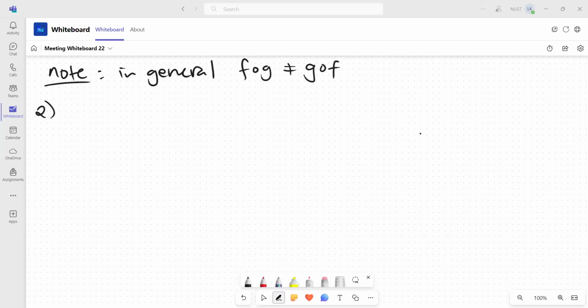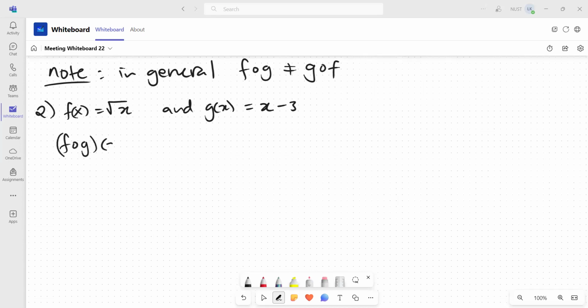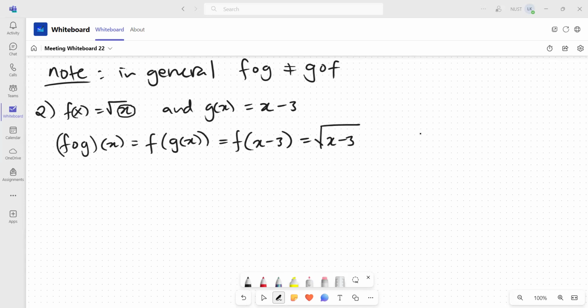So number 2, we have f of x equal to the square root of x, and g of x equal to x minus 3. We want to work out f of g of x. That means into f, we are putting the function g of x, so we are putting x minus 3. And that means in this function where we have x, we are going to replace the x with x minus 3. So this is the square root of x minus 3.